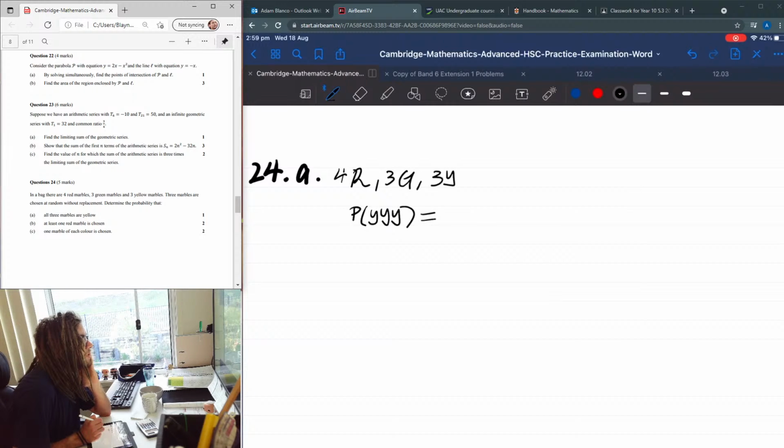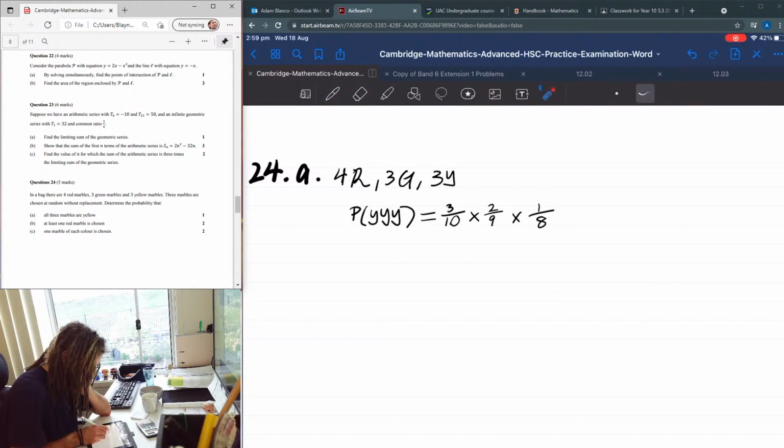3 yellows, yeah. Okay, what's the probability of it happening once? That's going to be 3 out of just 10. The probability of happening twice would be 2 out of 9, and then 1 out of 8. I hope that makes sense. So there was 10 in total, then 9, then 8, because I haven't replaced them. There was 3 yellows, now there's 2, now there's 1.